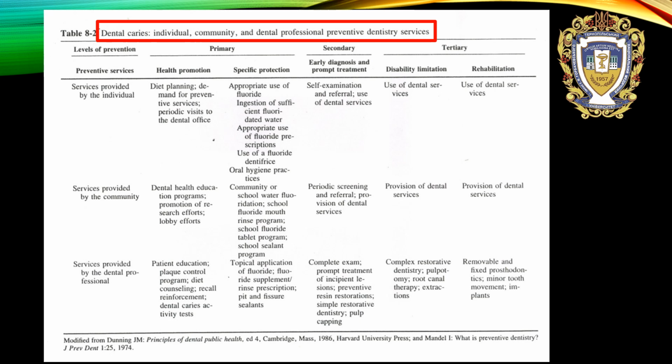And services provided by the dental professional. Primary level of prevention, health promotion: patient education, plaque control program, diet counseling, recall reinforcement, dental caries activity tests, and specific protection by services provided by the dental professional: topical application of fluoride, supplement, rinse prescription, pit and fissure sealants.